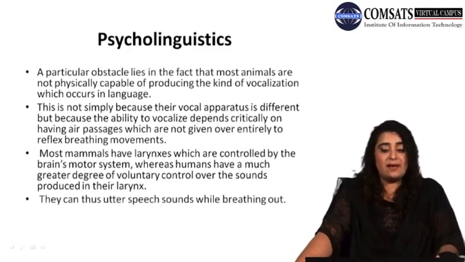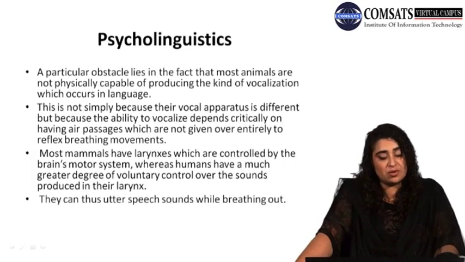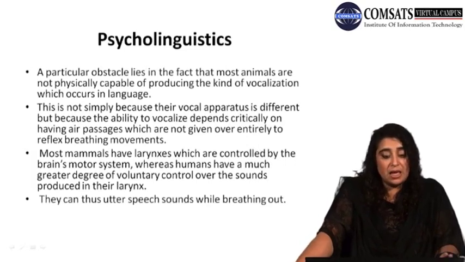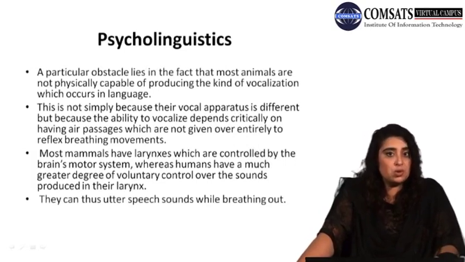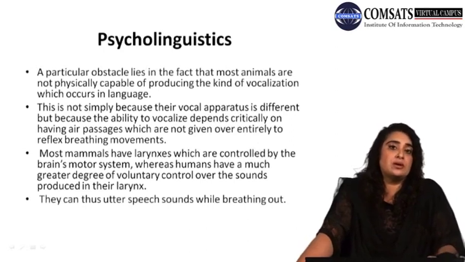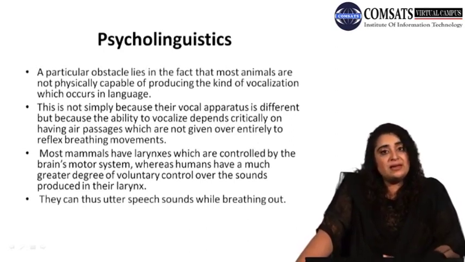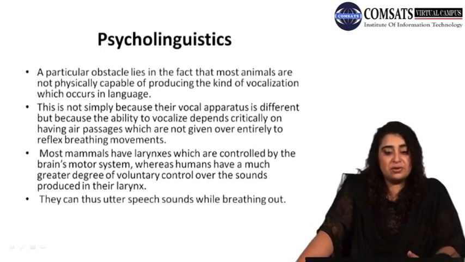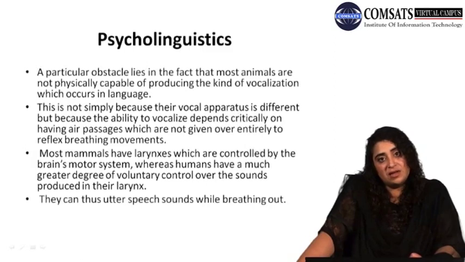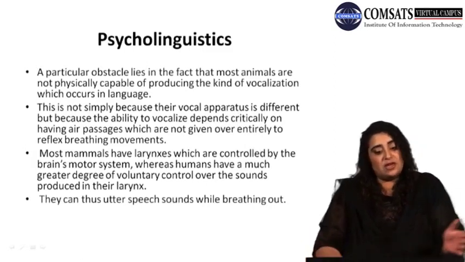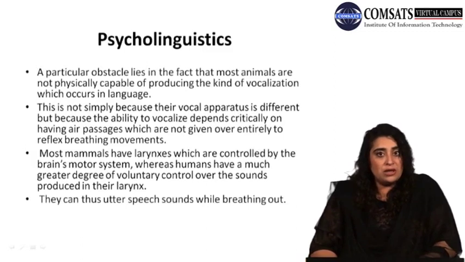Some of them have larynxes which are controlled by their brain's motor system, but humans have complete voluntary control over their larynx to produce sound. How we breathe in, how we breathe out, like I've taught you in previous lectures, the pattern of the airflow, is not controlled with just our motor system. It's the degree of voluntary control that humans have that differentiates us.